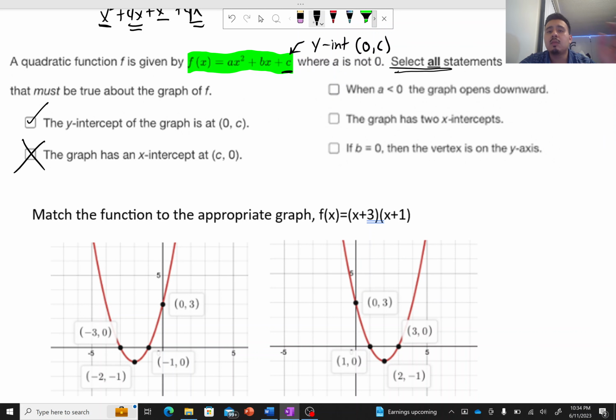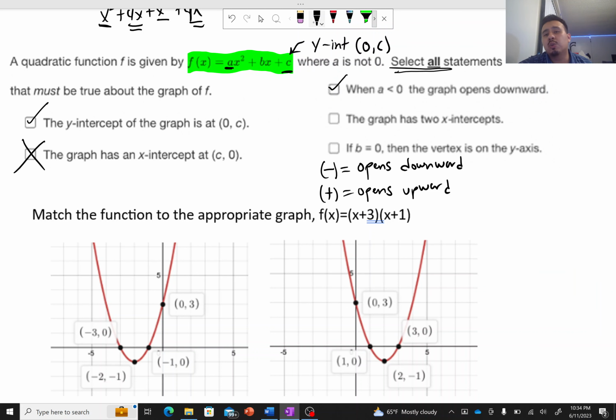All right. When a is less than 0, in other words, when this a is negative, the graph opens downward. Is that true? Negative means opens downward. Positive, it opens upward. Okay? So this statement right here is true.